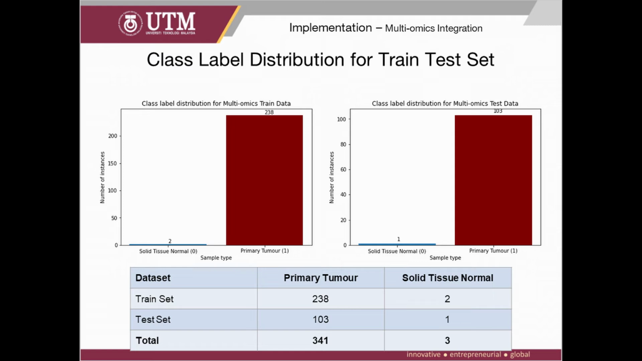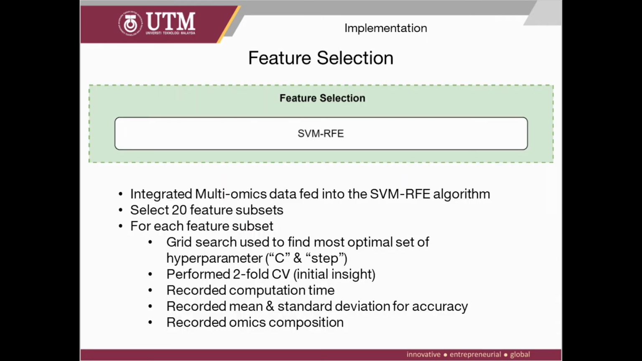Since the original integrated multi-omics data is already severely imbalanced, the train and test set after splitting are also imbalanced. It can be seen that there are only 2 negative samples in the train set and only 1 negative sample in the test set. The multi-omics train set is used for feature selection using SVM-RFE.